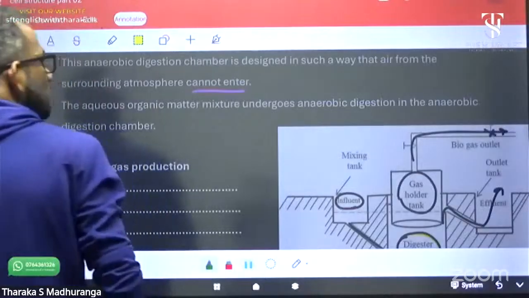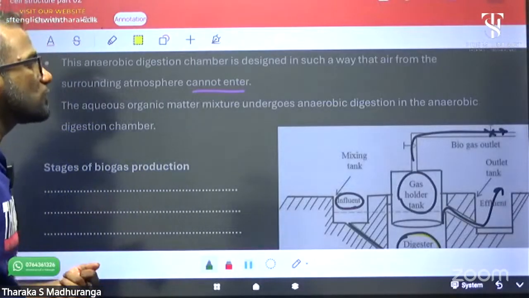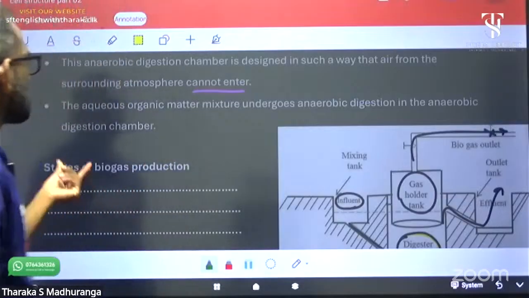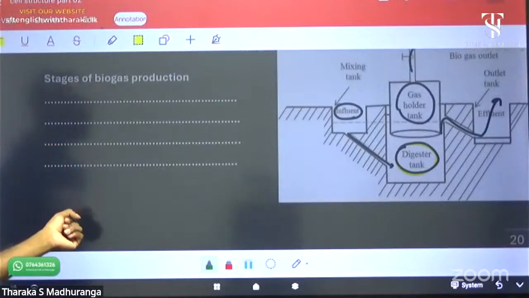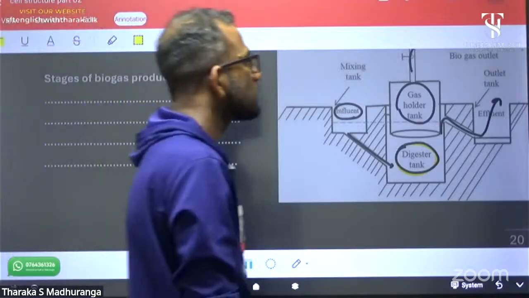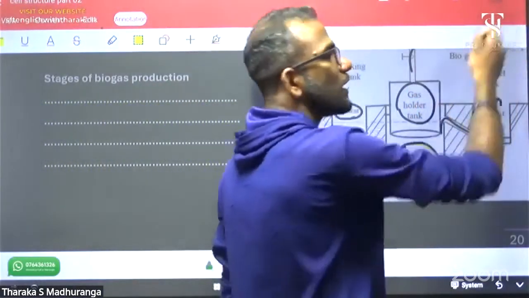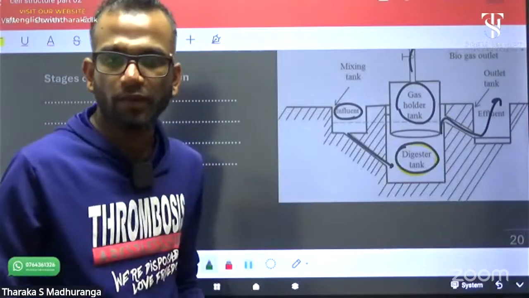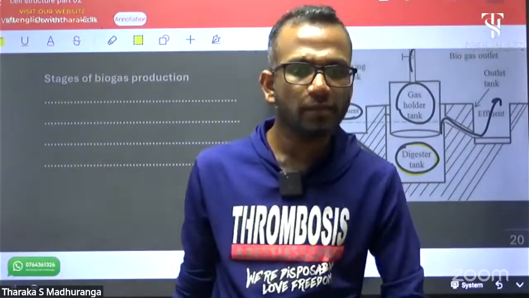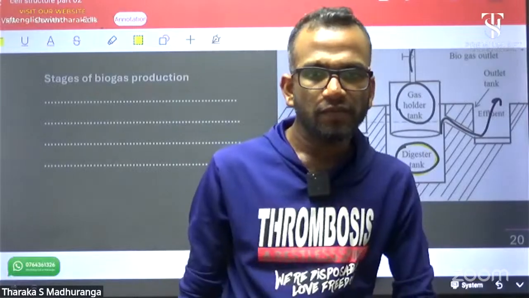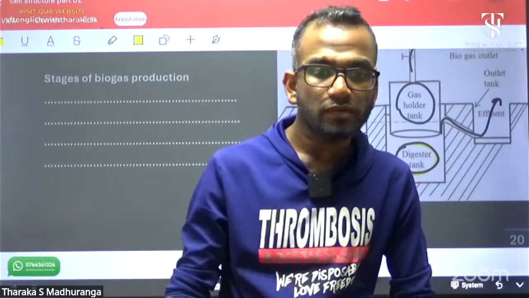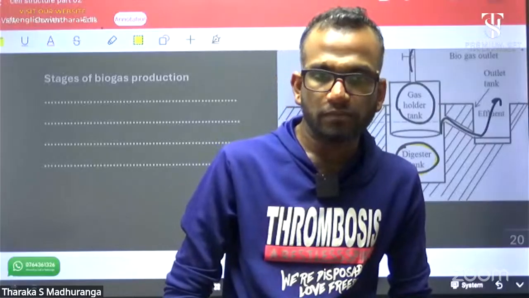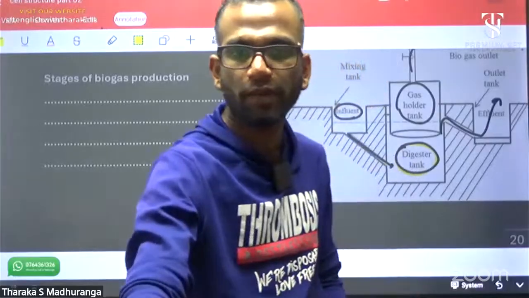The aqueous organic matter mixture undergoes anaerobic digestion and produces biogas, and it is held in the biogas holder tank, and we can use the gas from there. What's the usage of biogas? We can use it as an alternative to LP gas. We can use it for cooking purposes, right? That's the purpose of biogas.